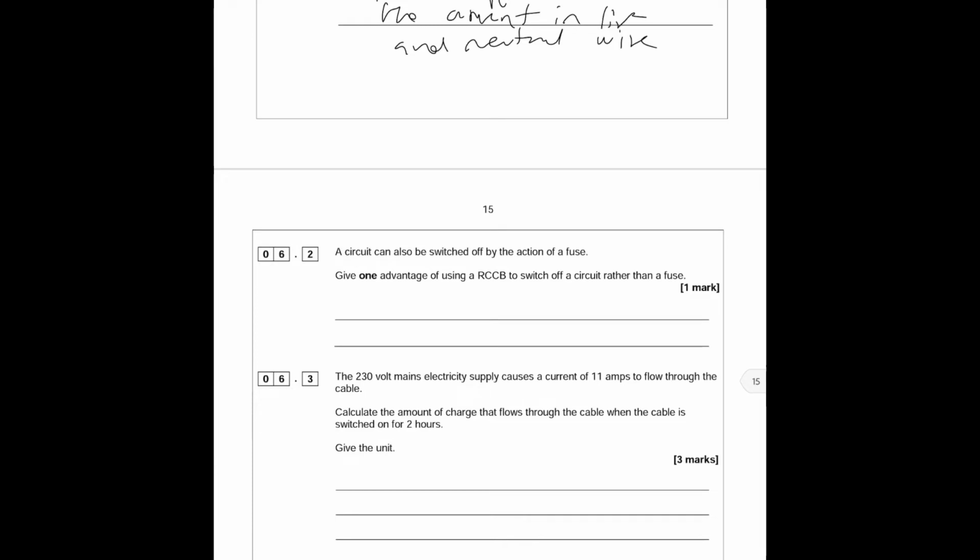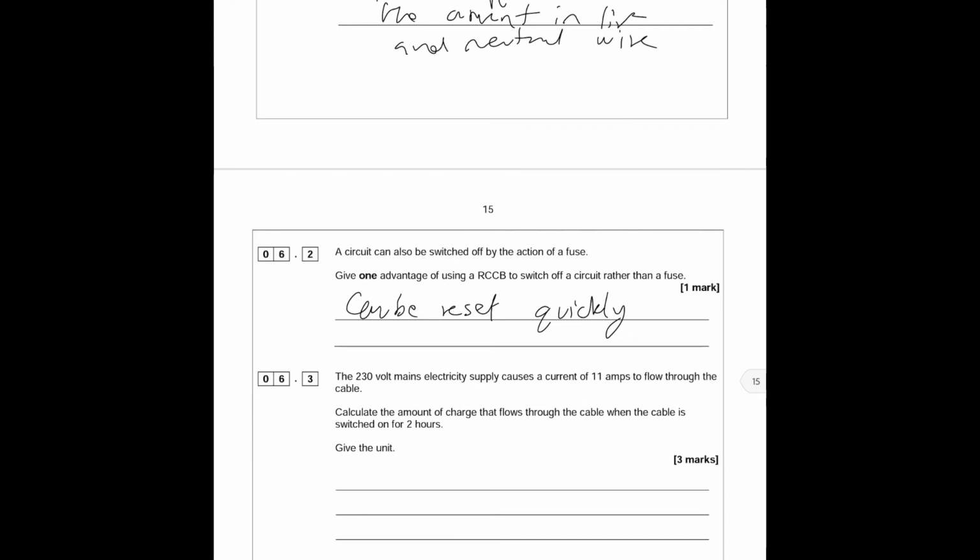Next one, the circuit can also be switched off by the action of the fuse. Give one advantage of using a RCCB to switch off a circuit rather than a fuse. So it's faster acting, or you could say it can be reset quickly. Okay, so there's one way of saying that.